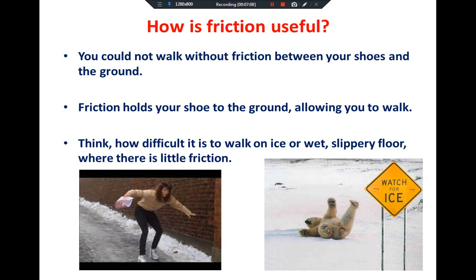This man over there that you can see, there's a sign which says watch for ice, but what happened? He slipped. Because of what? Because of less friction, because of little friction on the icy surfaces. The lady on the left side is also about to slip. Because of what? Because of little friction.